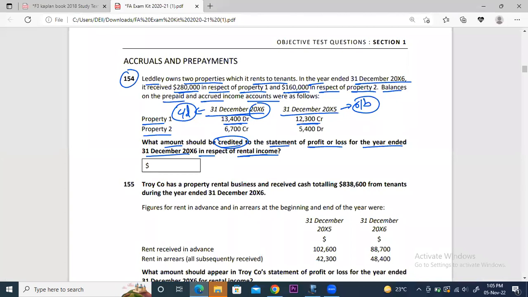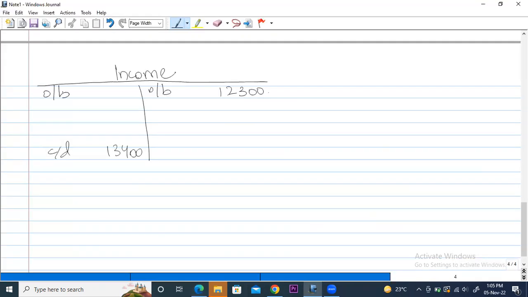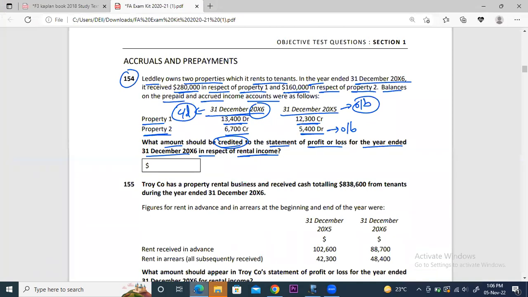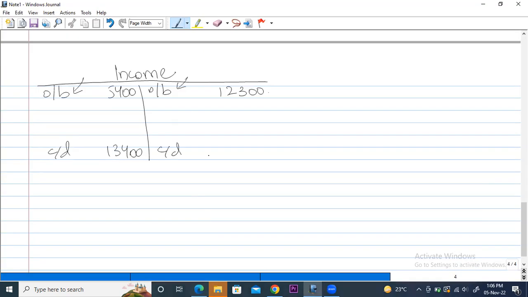Now talking about property 2, what it has? 5,400 debit opening balance. This is the opening one, right? So 5,400 debit. You can see opening balances are coming on both sides, but this is not to be confused. It's very simple. This means this was a prepaid income and this means this was accrued income because it was an asset. Great. Now, closing was 6,700 credit, right? So closing was 6,700 on the credit side. Okay, we'll write the totals.